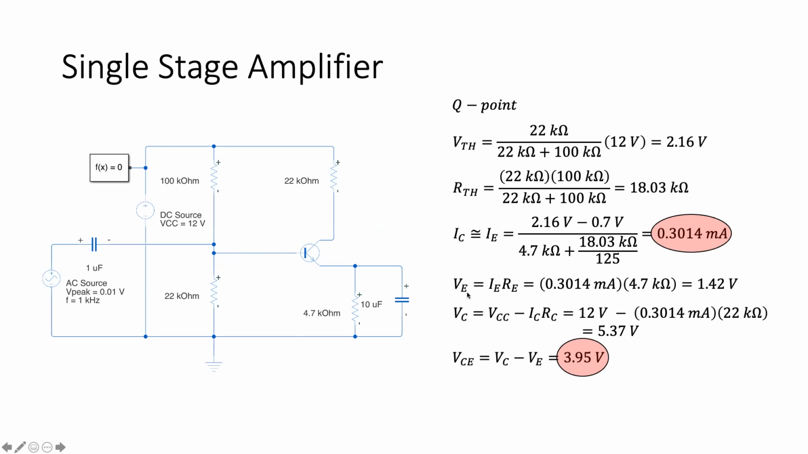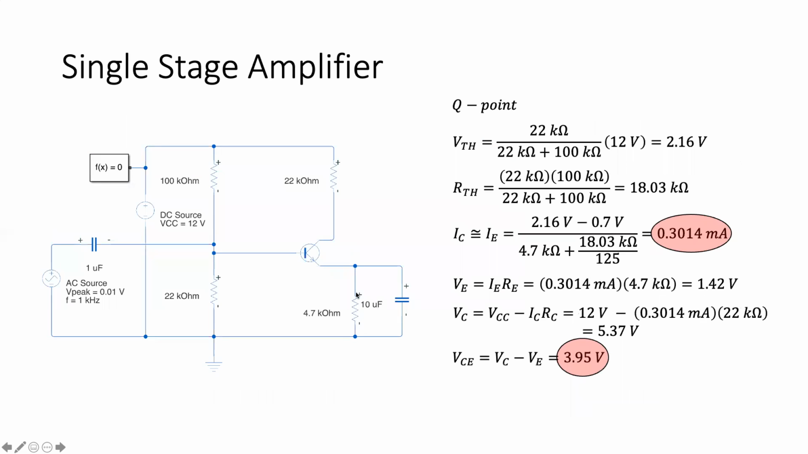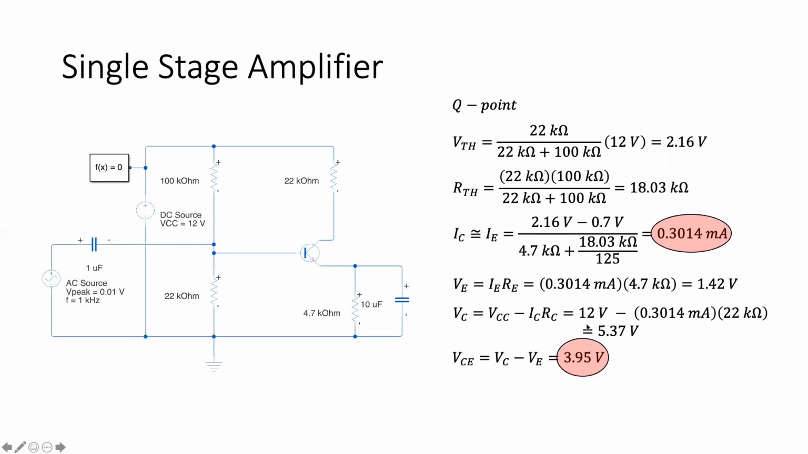And from there, pwede niyo na makuha yung emitter voltage. So that's the voltage across this. Ang emitter voltage ngayon is 1.42 volts. Ang collector voltage is 5.37 volts. Makukuha niyo yan from VCC minus IC times RC. So ang VCE natin ngayon is yung collector voltage referred to the ground minus yung emitter voltage referred to the ground. So ang difference nitong dalawa is 3.95 volts. So ito ngayon yung ating operating point.